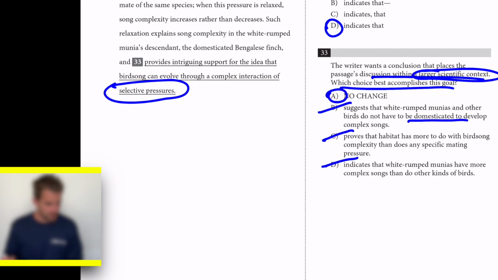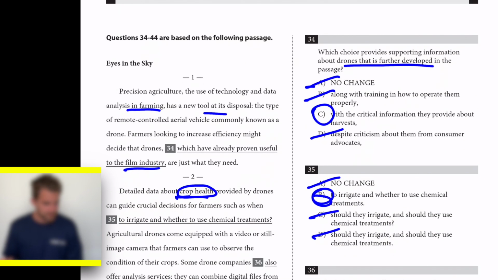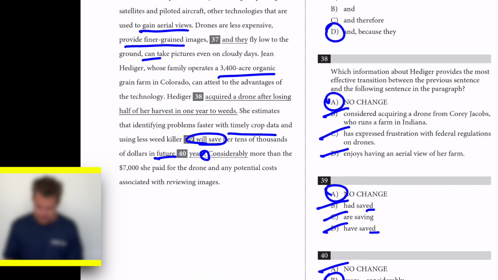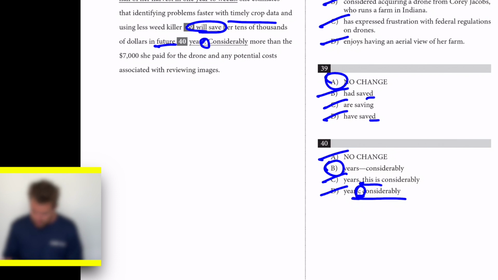32 is D, 33 is A. I'll tell you why in a second. 34 is C. 35 is B, 36 is A, 37 is D, 38 is A, 39 is A.